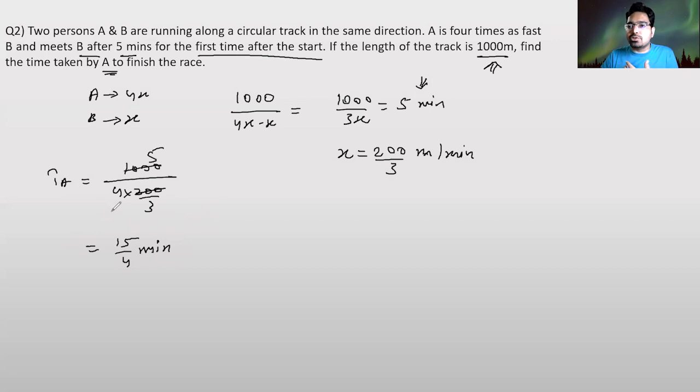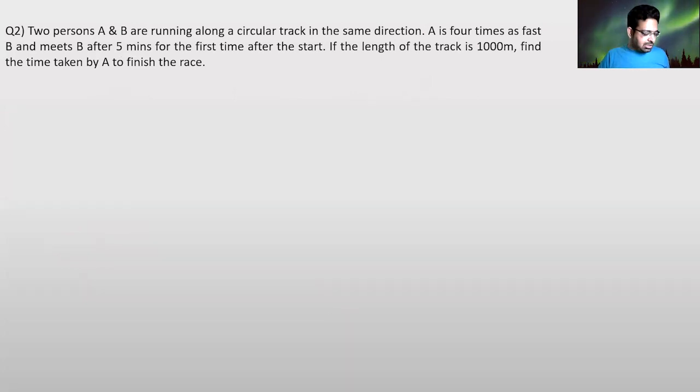Once again, please keep that in mind. Sometimes you get confused during the paper. They will give you 15 by 4 as minutes as well, and they'll give you 15 by 4 as seconds as well. And sometimes, in a hurry, we mark a wrong answer. Please be very careful with that. So 15 by 4 minutes will be the correct answer for this question. I hope you all are clear with this. Let's move on. Not a difficult question at all.